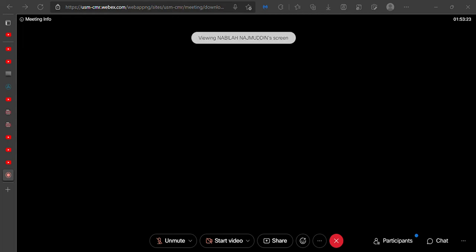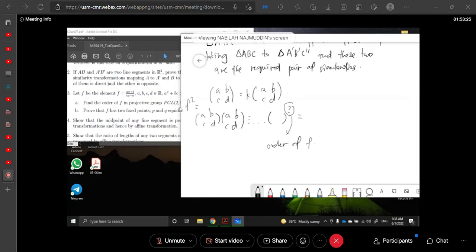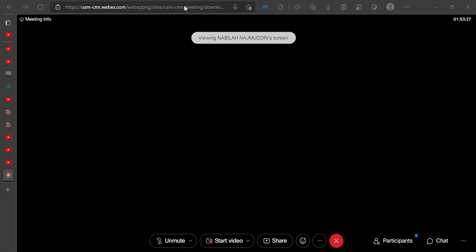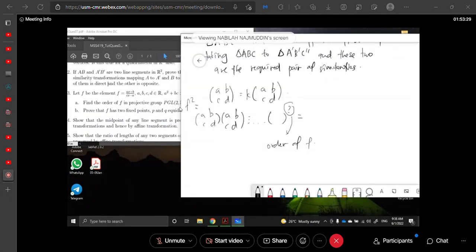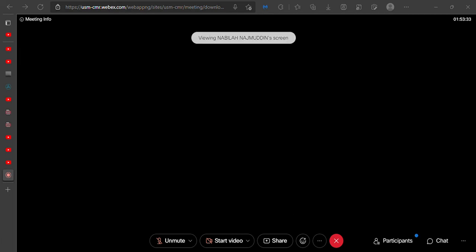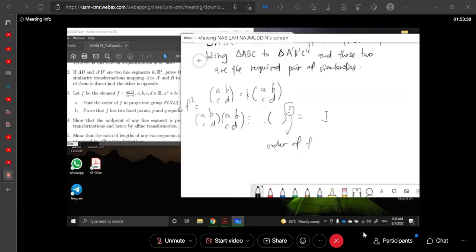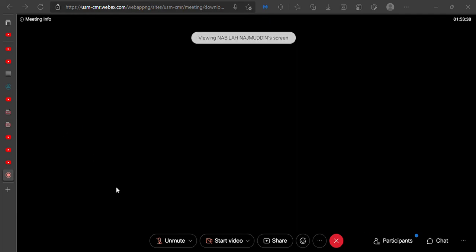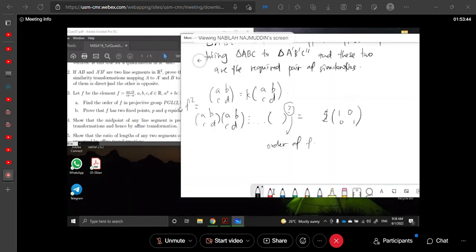Group theory. You don't learn group theory. You learn, I think, in further linear algebra, or modern algebra, that if you multiply the elements and then you obtain the identity, right? So in this case, we will obtain 1001. Then this is the order of the elements.